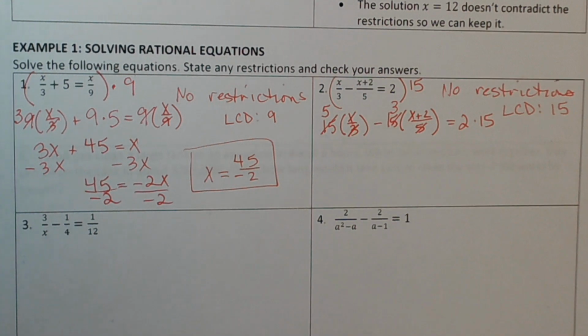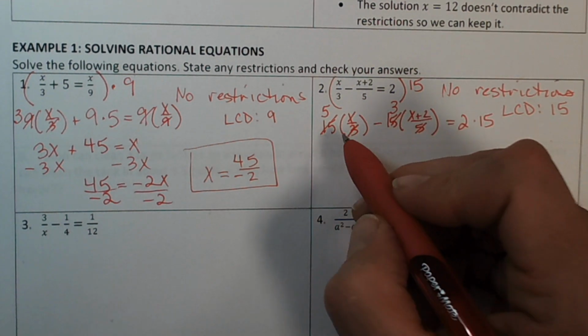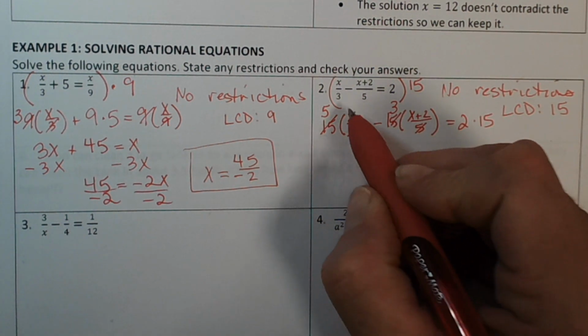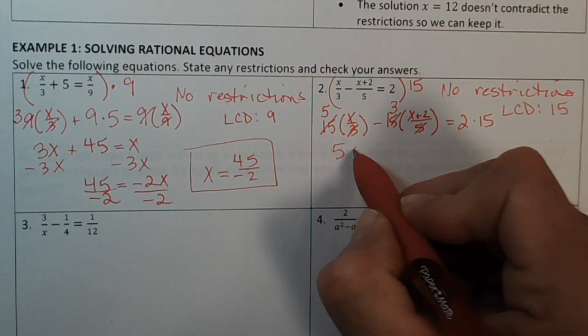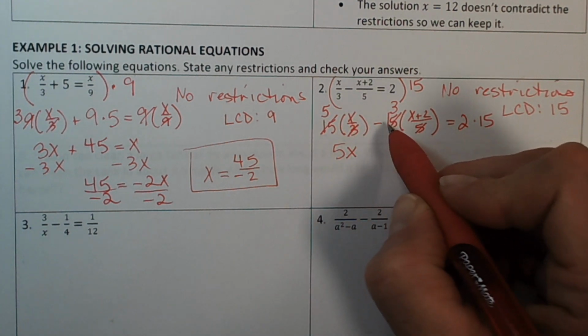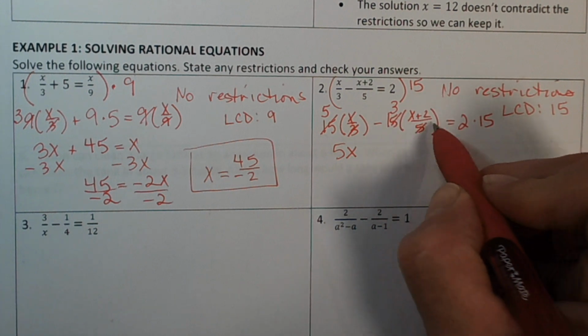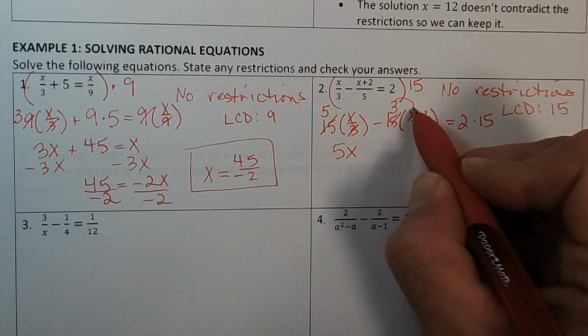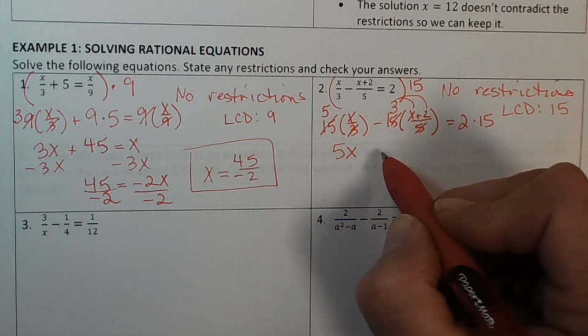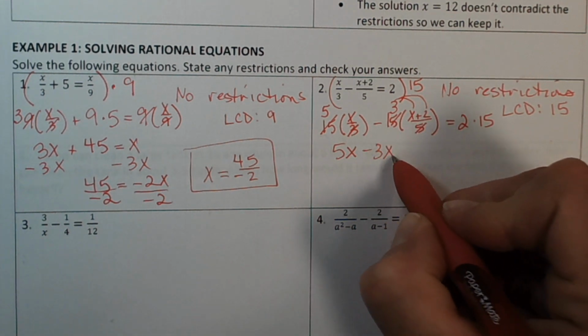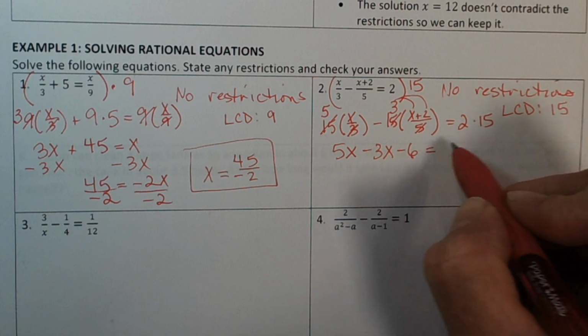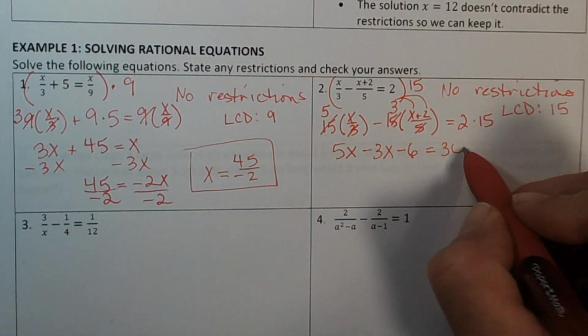And then that doesn't have a fraction to cancel, so now I'm just going to simplify. So my 3 canceled out, so I just have 5 times x, or 5x. Now, notice that this is a negative 3, and it's outside of a parenthesis. There is no more denominator here, but remember, I have to distribute that negative 3 to both of those terms. So I have negative 3x minus 6 is equal to 2 times 15, which is 30.